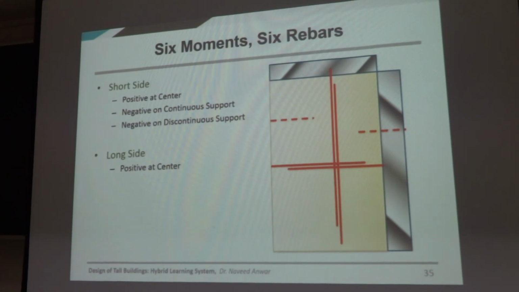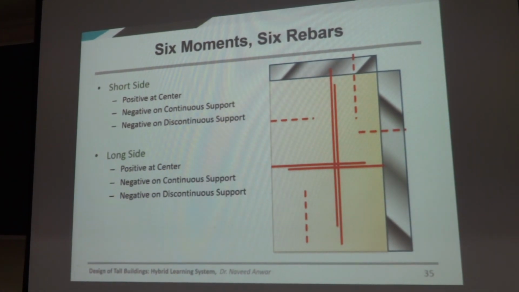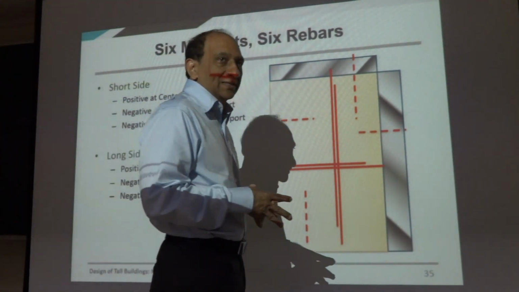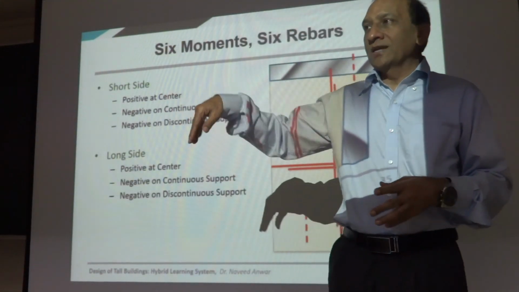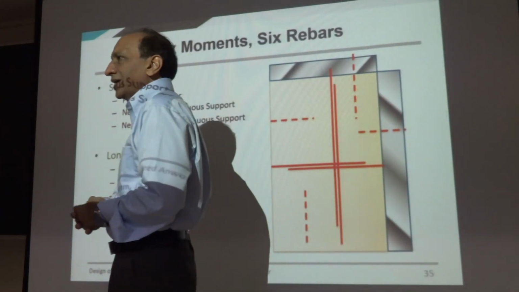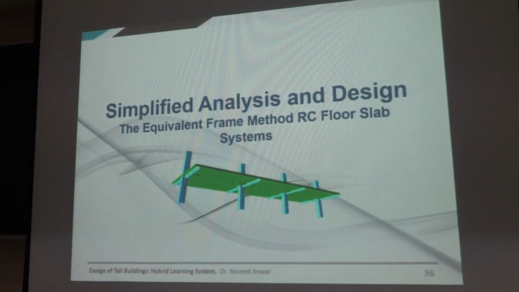Long side, same thing, 1, 2, and 3. So basically, when you design two-way slabs like this one, you need 6 reinforcement quantities to be calculated. 3 in each direction, right? So 6 moments, 6 steel bars, and that's why it takes a while. Next one, maybe we do it next.